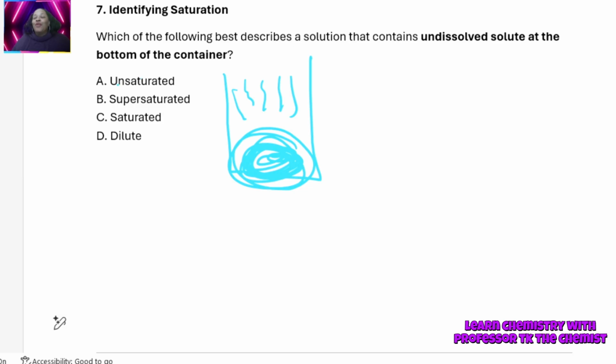Now, I'm going to give you a hint. Whenever you have multiple choice questions, you always know that there will be two answers that don't make sense. Y'all know good and well this is not unsaturated, nor is it dilute. So it could be supersaturated or saturated. And I see two answers in the chat box. I see B and I see C.